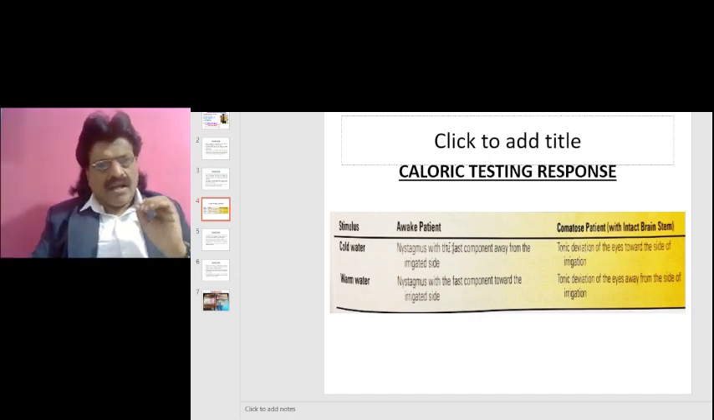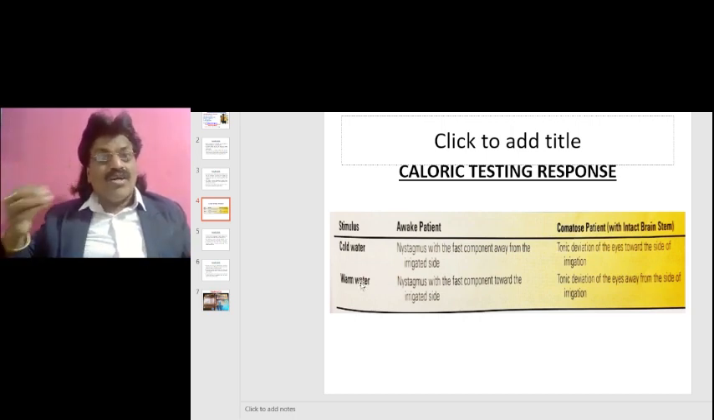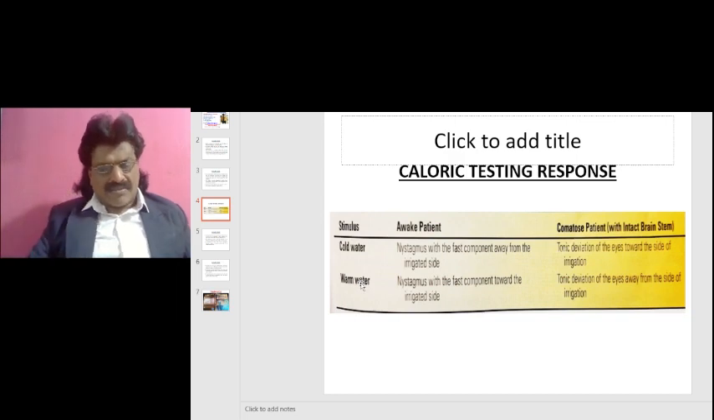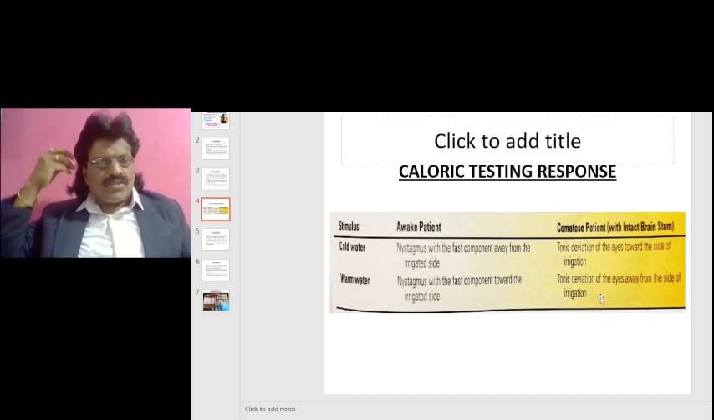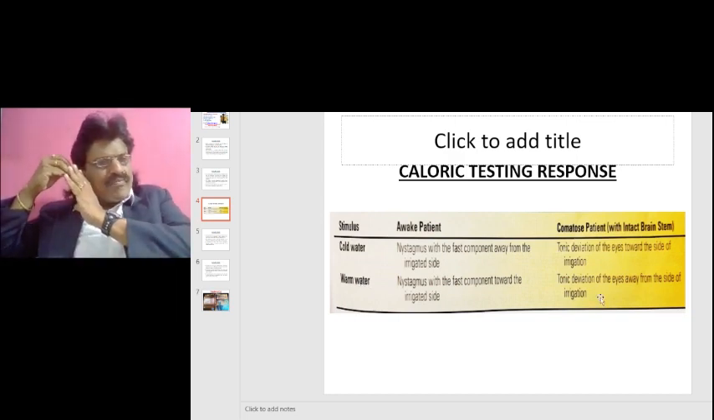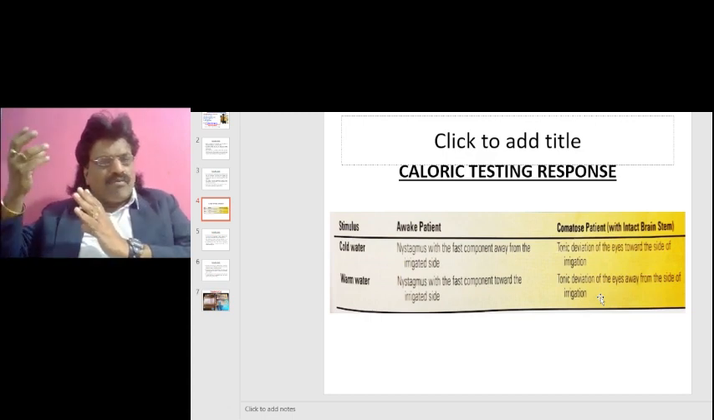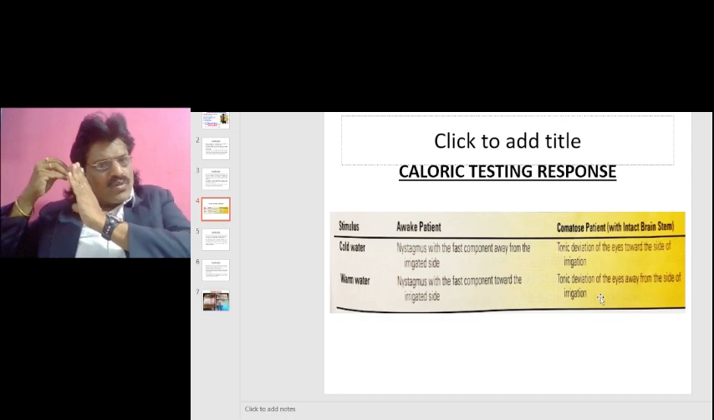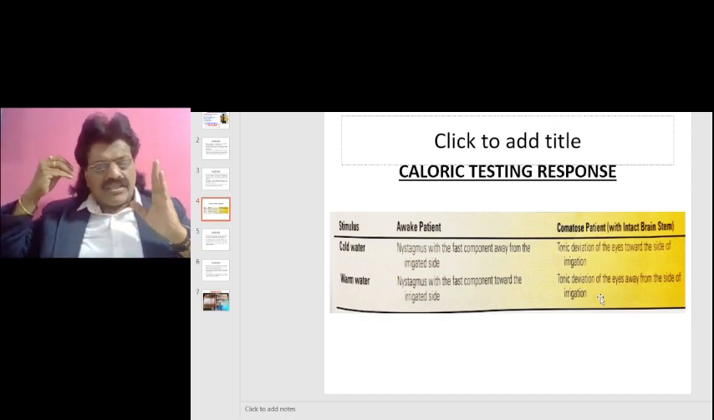Right. Now what happens when we put warm water? When you put warm water, you are actually stimulating the labyrinth. For example, if you put warm water on the right labyrinth, you are stimulating the right labyrinth. So the eyes will tonically deviate to the left side through the PPRF, paramedian pontine reticular formation. So there is a tonic deviation of the eyes away from the side of irrigation.